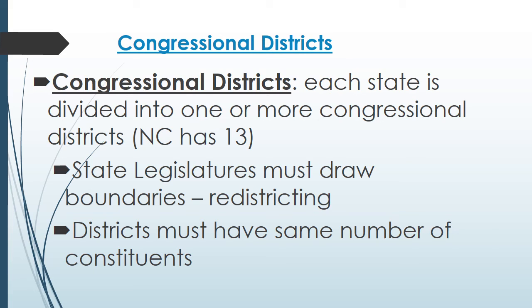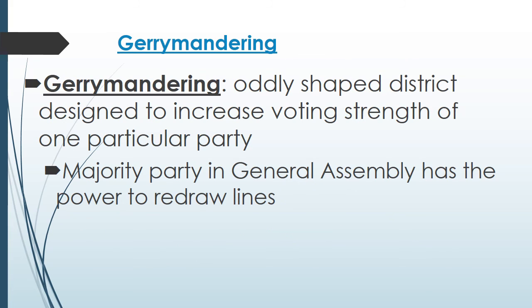So districts, the only real requirement is that they have to have the same number of constituents, or the same number of voters. Gerrymandering is when you try to give strength to a particular party. So these are oddly shaped districts, and I mean oddly shaped, and you will see some of them tomorrow in class, where basically you're redrawing those lines to just benefit your particular political party.